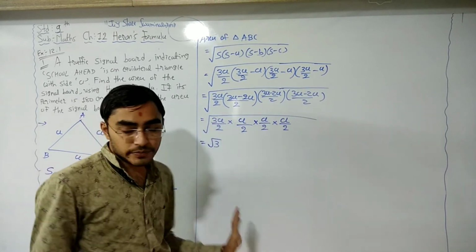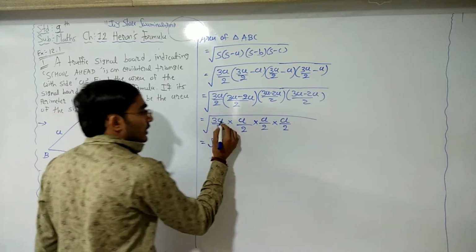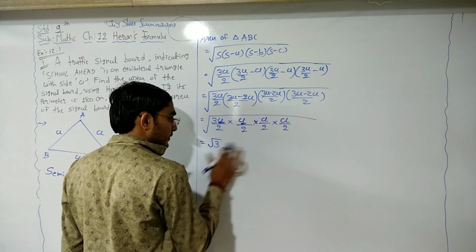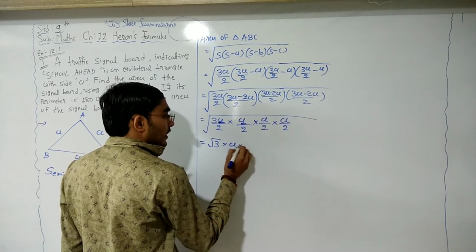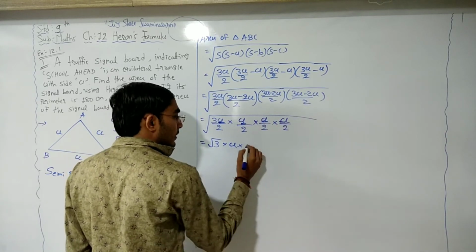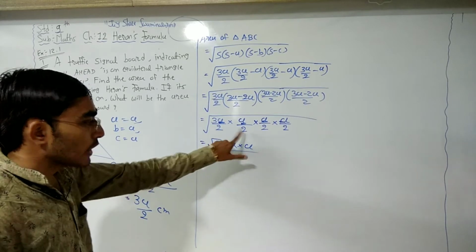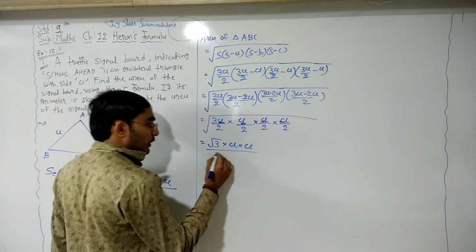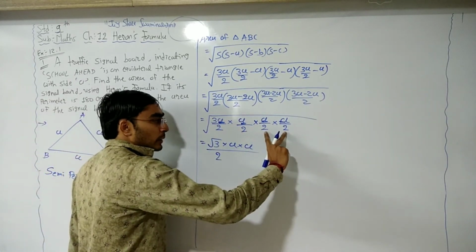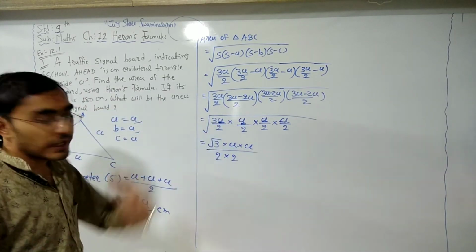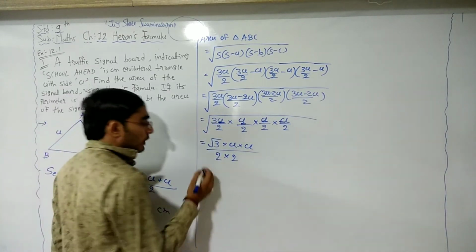So under root 3. Now a two times, so one time a comes out. Again a two times, one time a comes out. Now in the denominator 2 times 2, so 1 time 2 here, again 2 times 2, so again 1 time 2 here. Okay, and under root 3 as it is, because we have only one time.